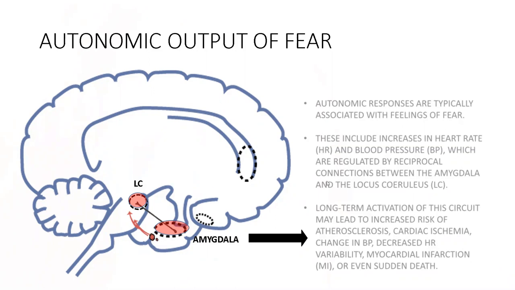And talk about the reciprocal connections, especially the amygdala again, and also the locus coeruleus, that is LC. The interactions between these two will lead to the formation of fear. Very long-duration activations of this can also bring about physiological changes like atherosclerosis.